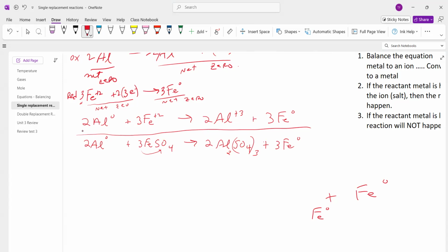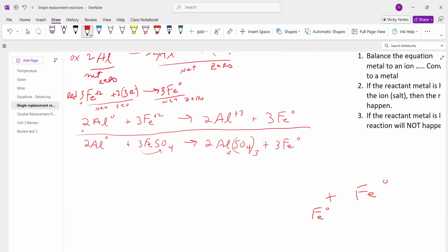All right, so what do we got going here? First of all, is this reaction going to happen? So we look on the left. Where is aluminum? Aluminum's a metal. Is it above or below iron? Okay, aluminum is above, so that reaction is going to happen.